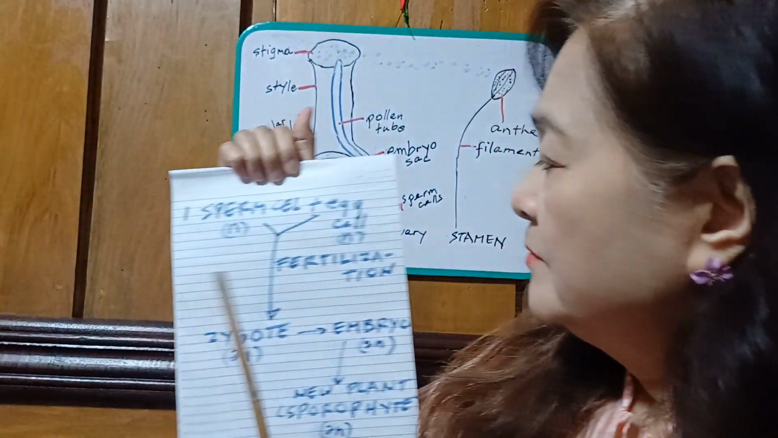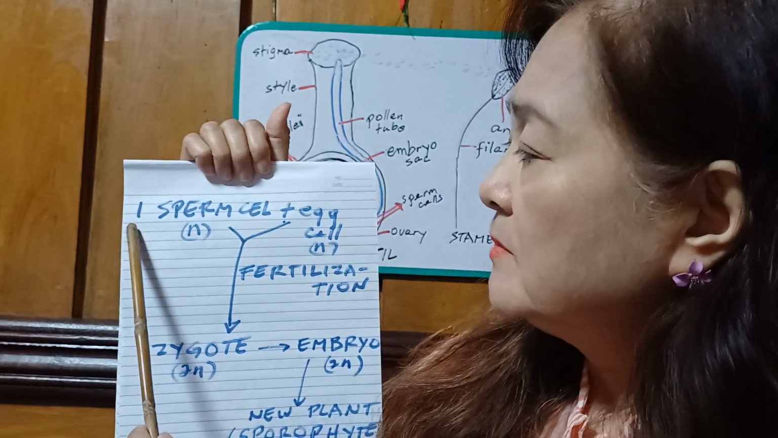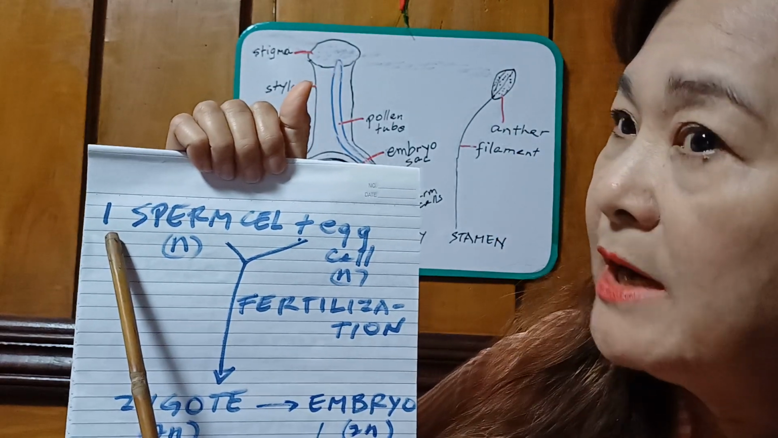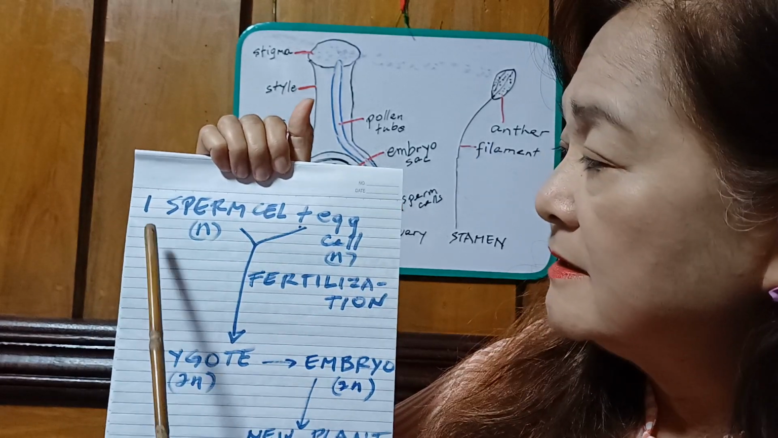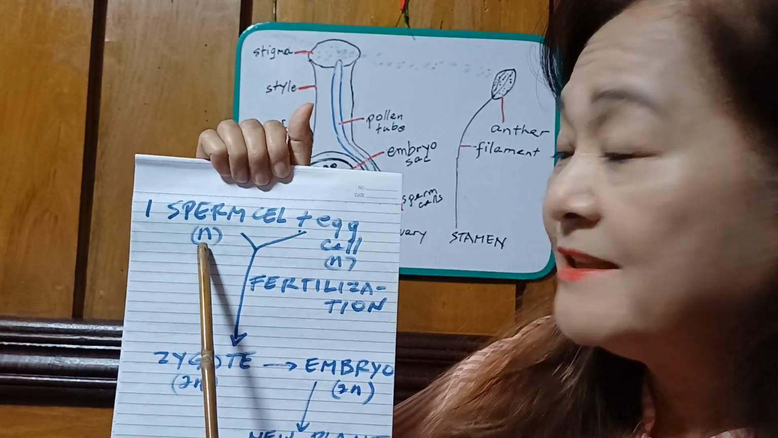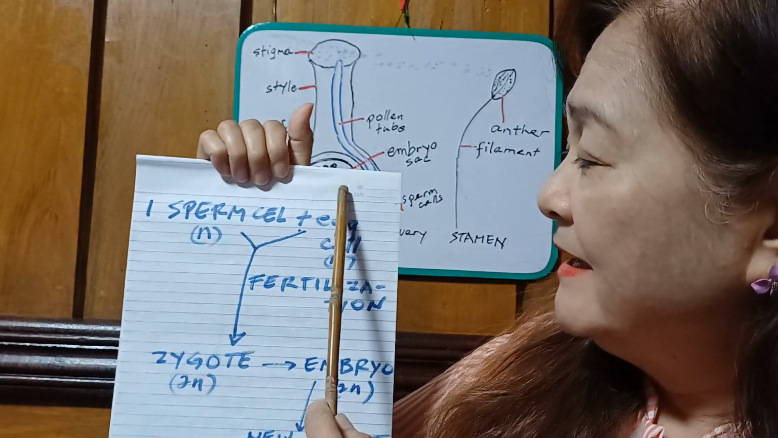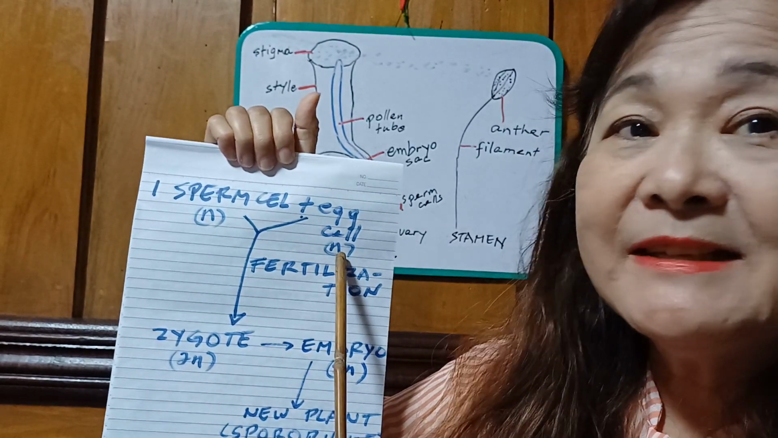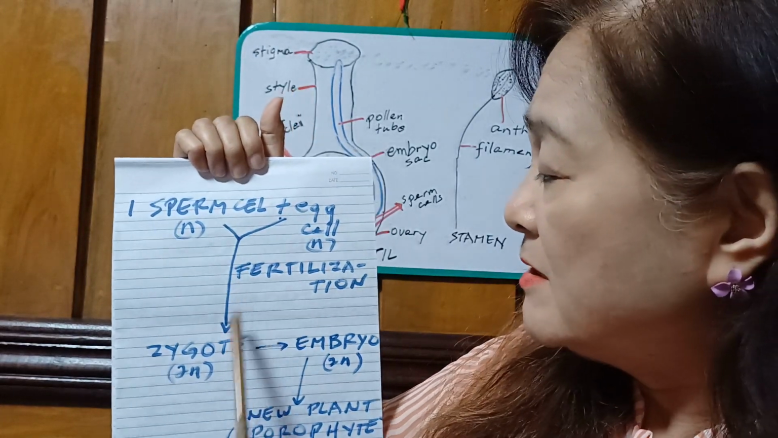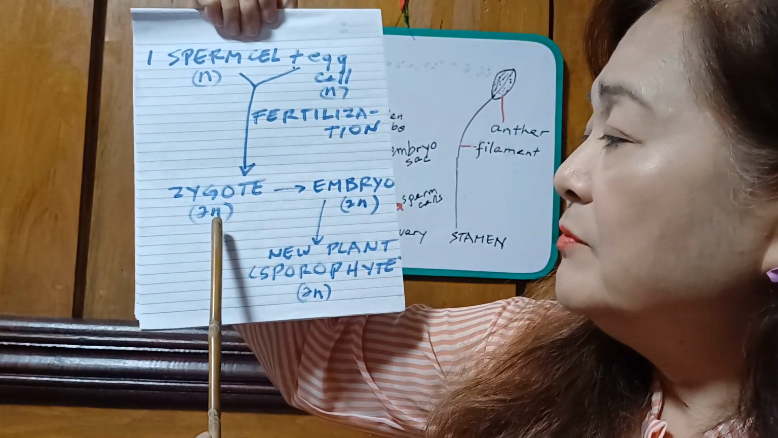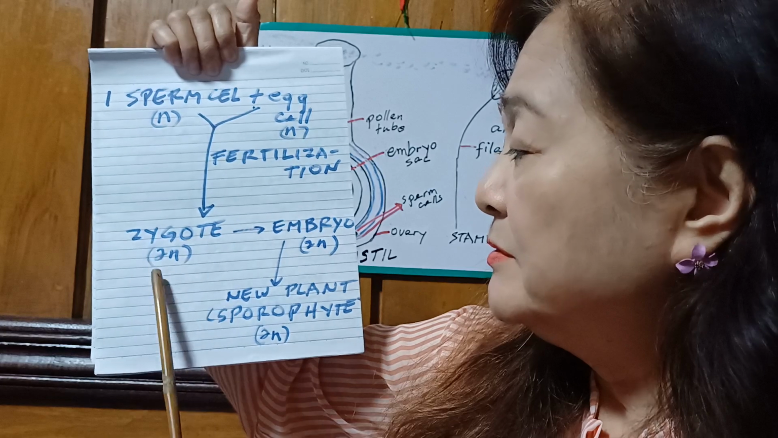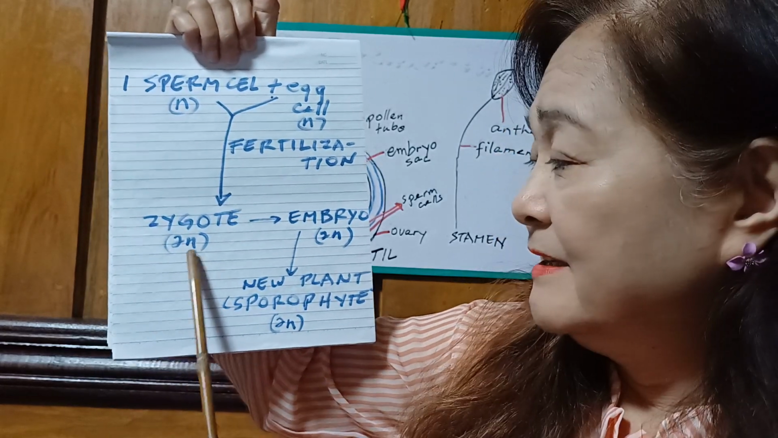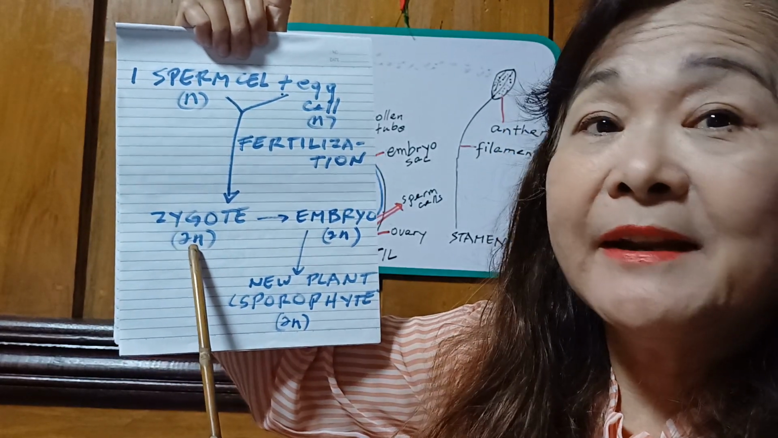Okay, so just to show you in a diagram. If you have one sperm cell fertilizing one egg cell, this one is haploid. There's a symbol for haploid, N. And this egg cell is also haploid, that's N. Then in the process of fertilization, meaning the union of the nuclei, this will produce a zygote, which is now diploid. The symbol for diploid is 2N.